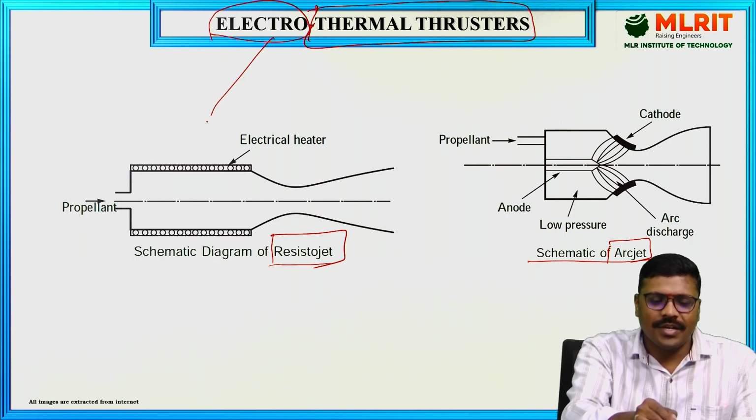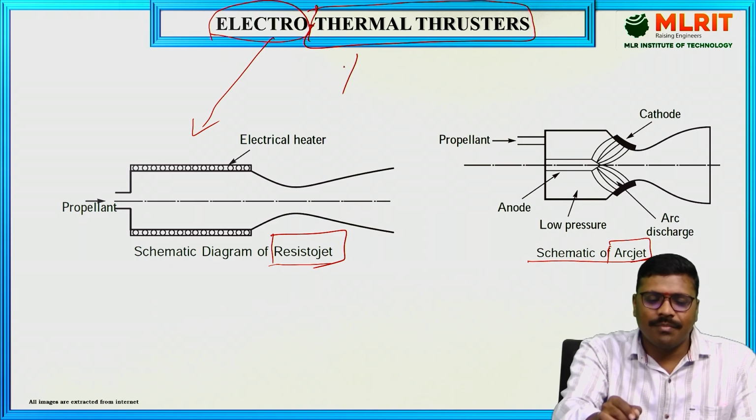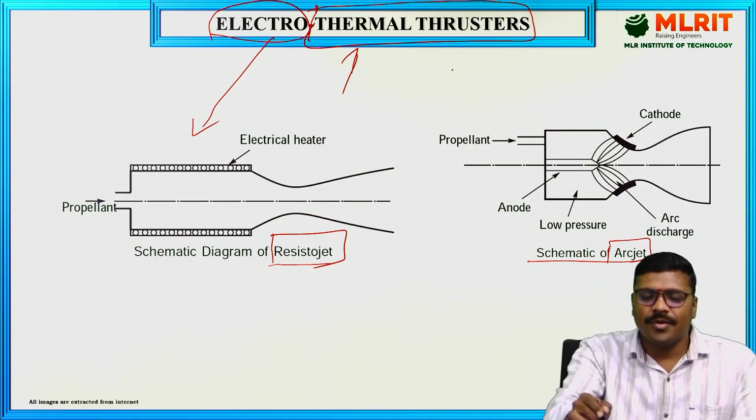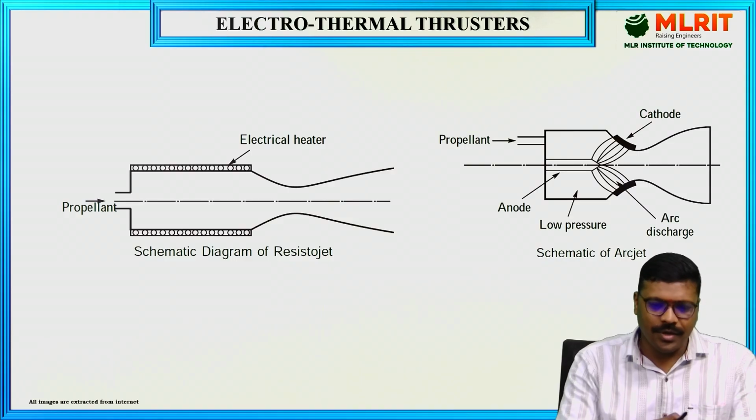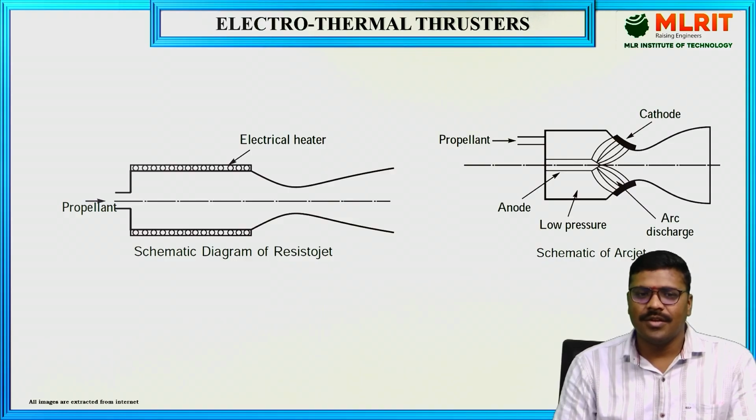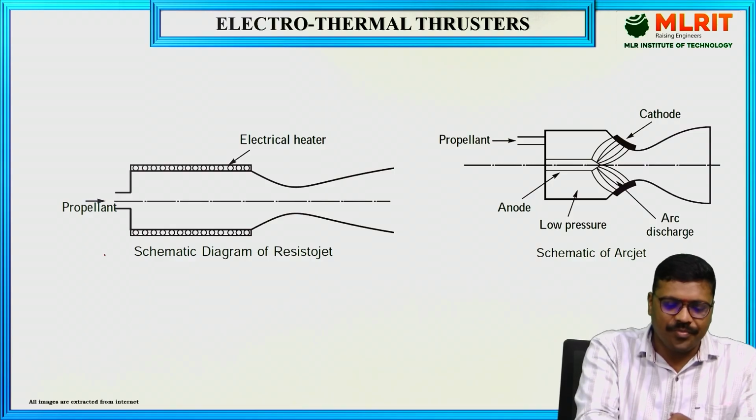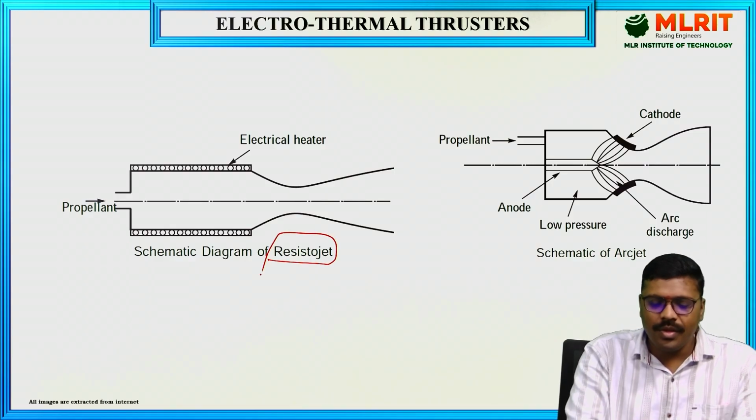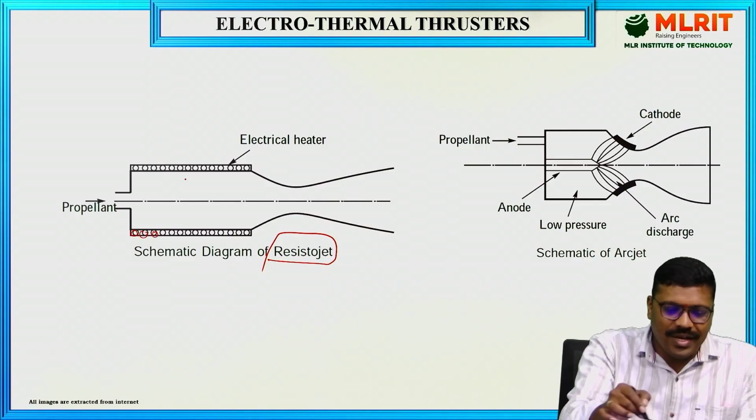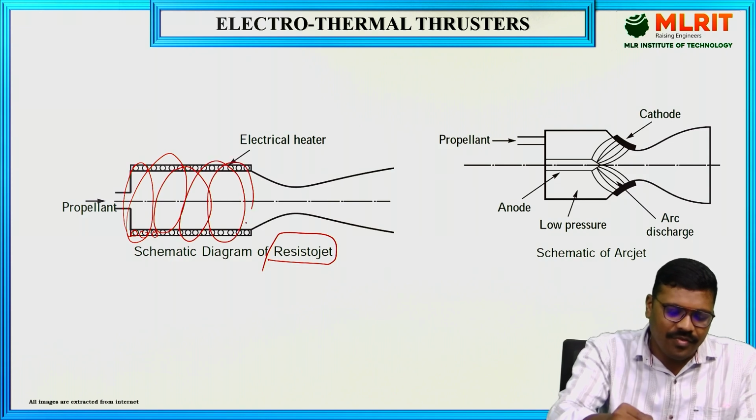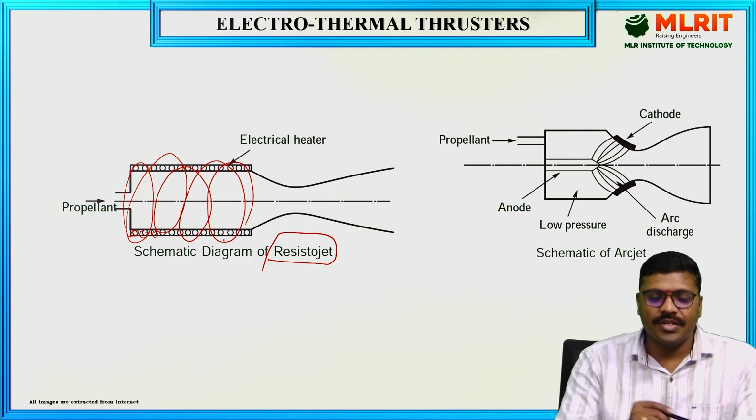We use electricity to increase the temperature of the gases and produce thrust. We expand the gases and the thrust will be developed. Here you can see this is a resistor jet. In the resistor jet, you can see the small holes. This is a cross sectional diagram. You can see the resistor wires placed around this tube.